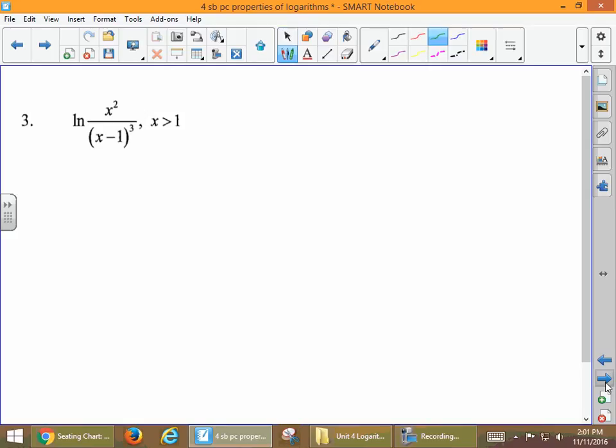And to expand it, because it is division, we're going to say natural log of x squared minus natural log of x minus 1 cubed.